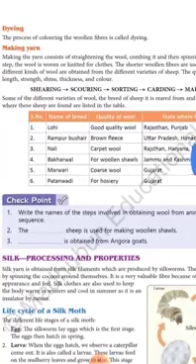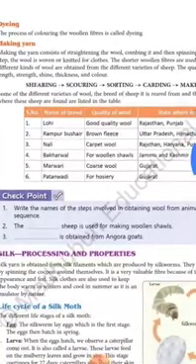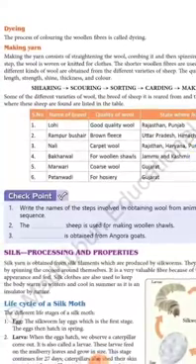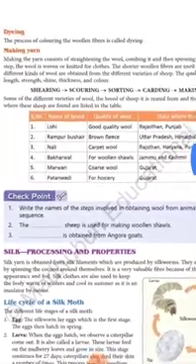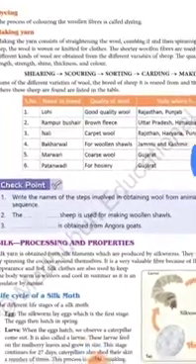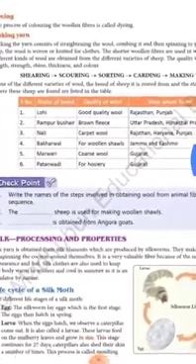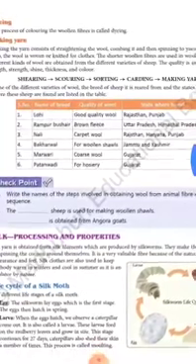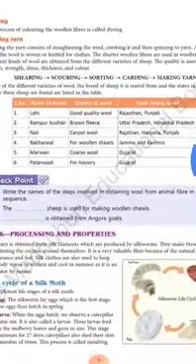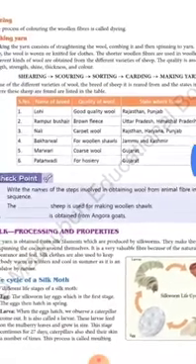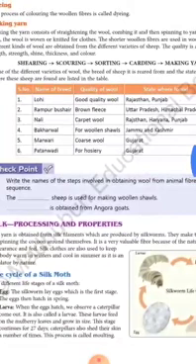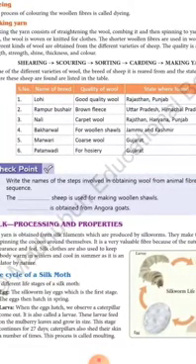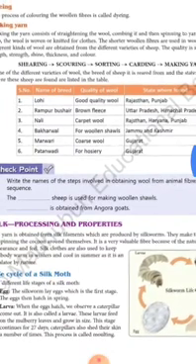Now some of the different varieties of wool. The breed means the species of sheep it is reared from, and in India various varieties of sheep are grown in different states. Here some names are given. Number 1, Lohi is a type of sheep, and the quality of wool is good, found in Rajasthan and Punjab. Number 2, Rampur Bushehr. The quality of wool is brown fleece. Found in Uttar Pradesh and Himachal Pradesh. Number 3, Nali. Quality of wool is carpet wool. Found in Rajasthan, Haryana, Punjab.